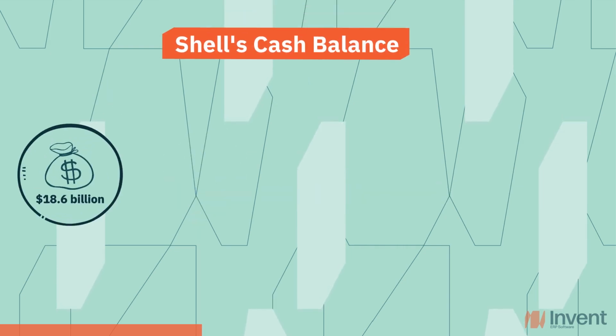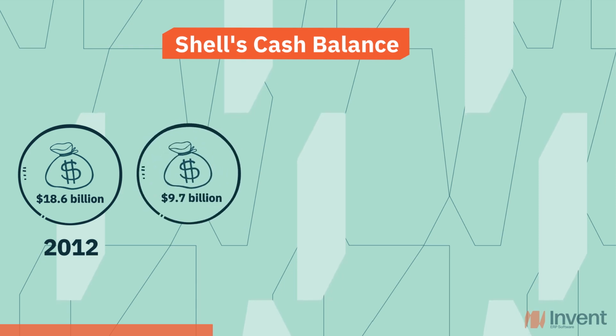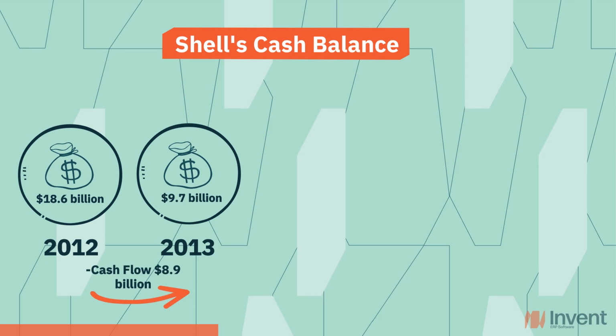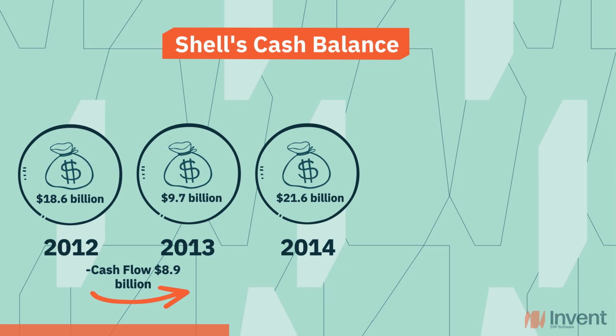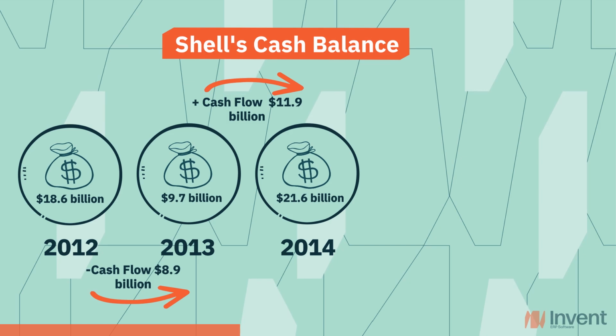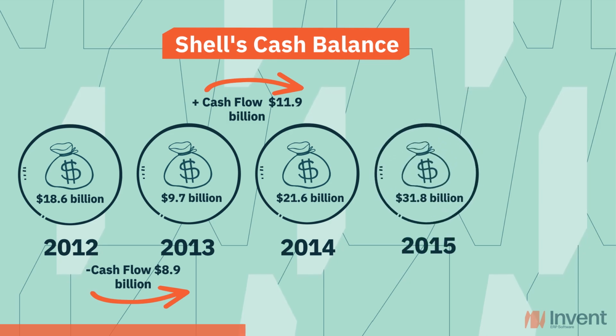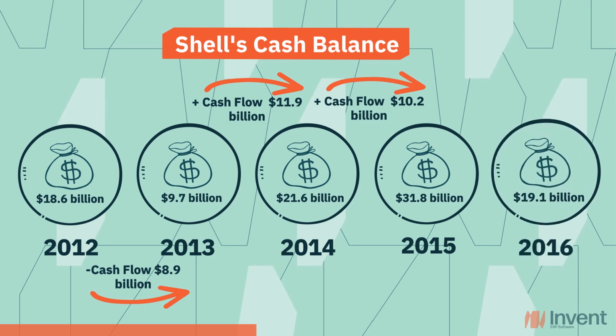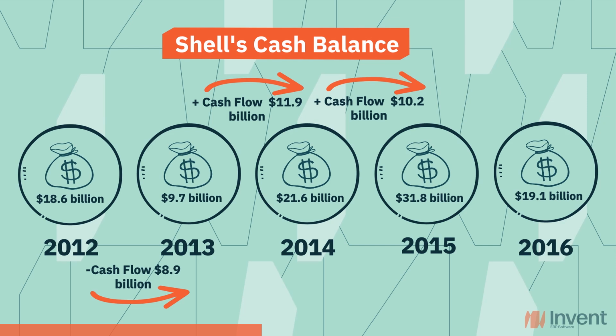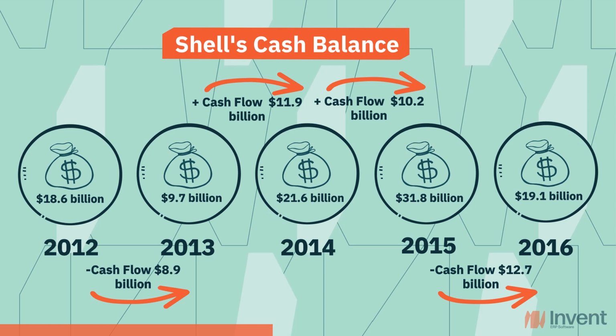Shell's cash balance was $18.6 billion at the end of 2012 and dropped to $9.7 billion by the end of 2013, reflecting a negative cash flow of $8.9 billion. In 2014, the balance rose to $21.6 billion, showing a positive cash flow of $11.9 billion. By the end of 2015, it climbed to $31.8 billion with a $10.2 billion cash inflow. However, in 2016, the balance fell to $19.1 billion due to a net cash outflow of $12.7 billion. While these totals give a snapshot, they don't reveal the full story of the company's operations.